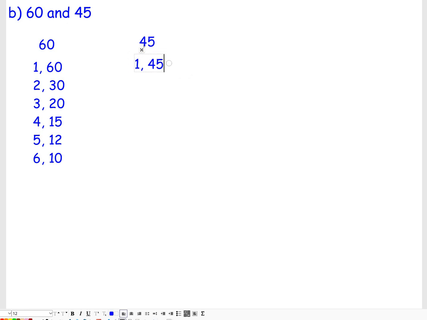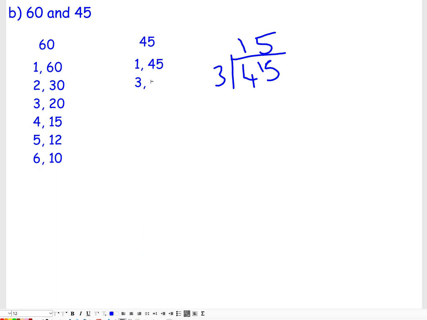This time does 2 go in? Well, we can see it's an odd number because it's got a unit digit of a 5, so 2 is not going to go in. Does 3 go in? Well, 4 add 5 is 15. 15 is in the 3 times table, so yes, it's divisible by 3. If you're not sure how many times, remember you can do your bus stop. 45 divided by 3. 3 goes into 4 once, remainder 1. 3 goes into 15 5 times. So 45 divided by 3 is 15.